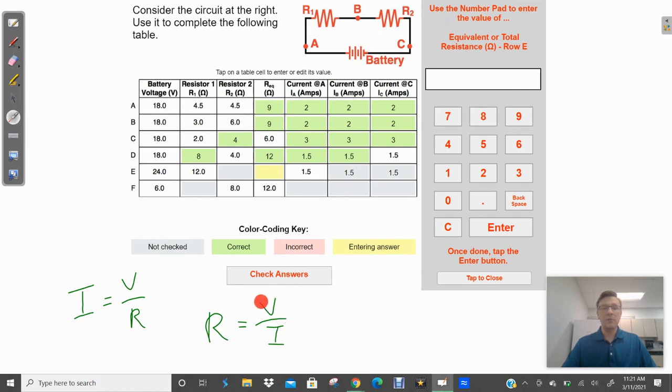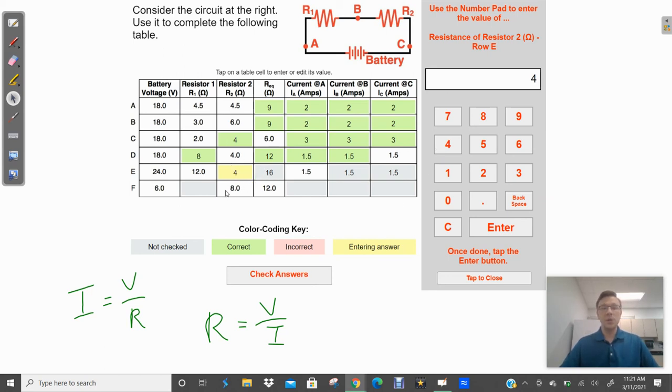We're going to take our battery voltage of 24 volts. We're going to divide that by the current of 1.5 amps. And that's going to give us 16 ohms of total resistance in this circuit. Since we already have 12 ohms in the first resistor, that means the second resistor must be 4 ohms to add up to 16 there.